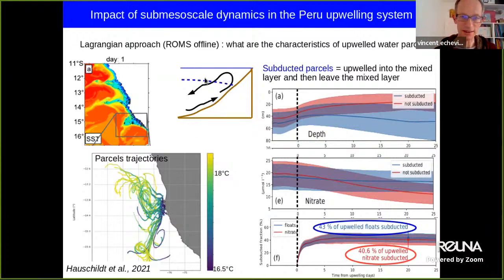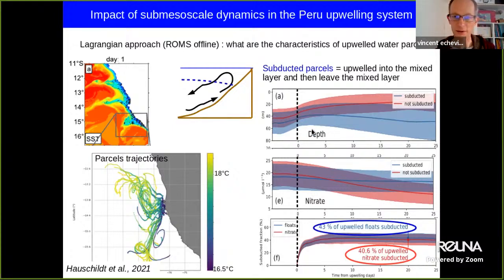So in this simple schematic, the blue dashed line represents the mixed layer. We identify the particles as upwelled when they go upward and cross the mixed layer, and they are subducted when they leave the mixed layer. Okay, so here, this is the time evolution of the particles, and time 0 corresponds to the time when they cross the mixed layer. In red, you have the particles that are not subducted, so they stay in the mixed layer. And in blue, you have the particles that are subducted.